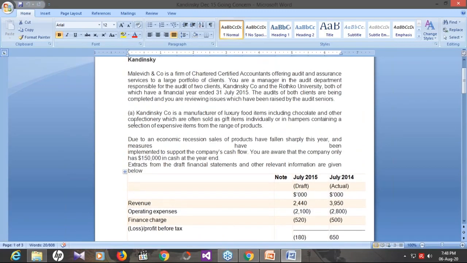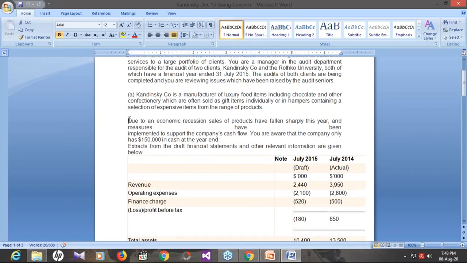So you can see Kandinsky is one of the clients, and it is involved in luxury food items, chocolates and other confectionery, which are sold as gift items. So these are some expensive items that they are making. Now this is important information provided here by the examiner. Due to an economic recession, sales of the products have fallen sharply this year, and measures have been implemented to support the company's cash flow. So you are aware that the company only has 150,000 dollars in cash at the year end. So this is very important information.